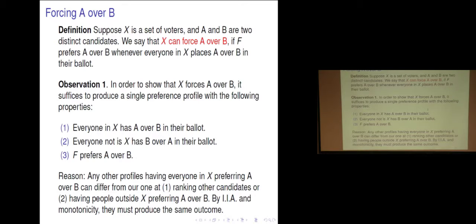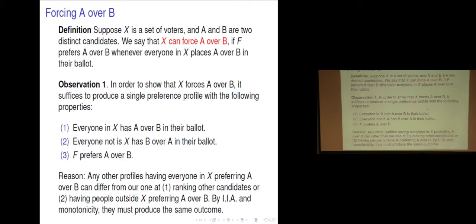The statement says, now I want to show that X forces A over B, right? So whenever the people in X vote A over B, F must go with them. I don't need to check all possibilities. I check one possibility. If everybody in X has A over B, and everyone else is against, having B over A, and in this case F goes with X, then X forces A over B, right? So is the statement clear?